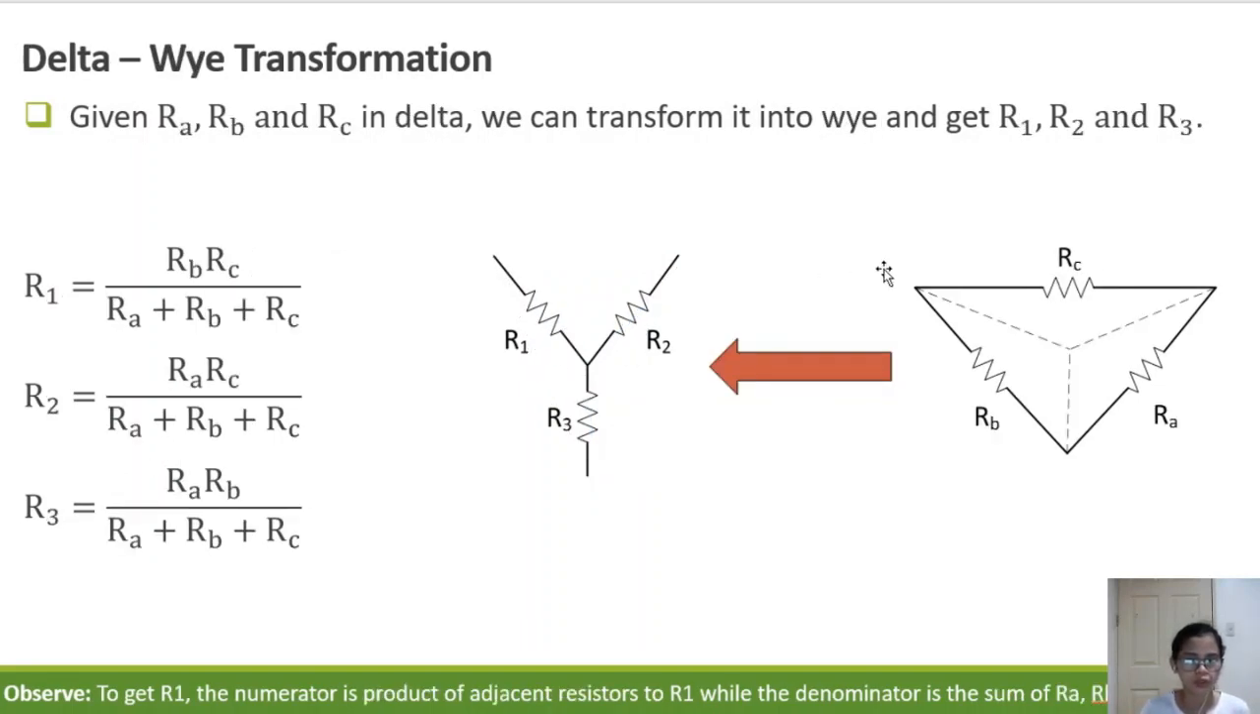For delta to Y, assuming that the given is a delta connected resistor and you are to transform or convert them into Y connected resistors, you are to solve for R1, R2, and R3. So if this is R1, this is R2, and R3. If you are to solve for R1, the numerator will be the product of the adjacent resistors, RB and RC. If you are to solve for R2, what will be the adjacent resistors? That would be RA and RC. And for R3, that would be RA and RB. Okay, and then you do the memorization for the other parts of the formula.